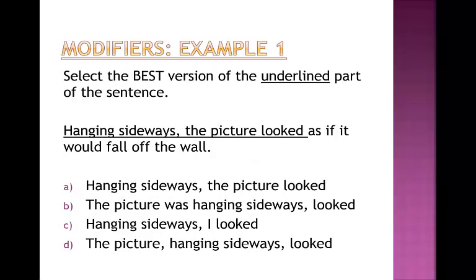So here's an example of what a question might look like that tests your knowledge about modifiers. They're asking you to select the best version of the underlined part of the sentence. That means the underlined part of the sentence could potentially change, but everything else is going to stay the same. So what you want to do here is read all the way through the sentence with each possible option.